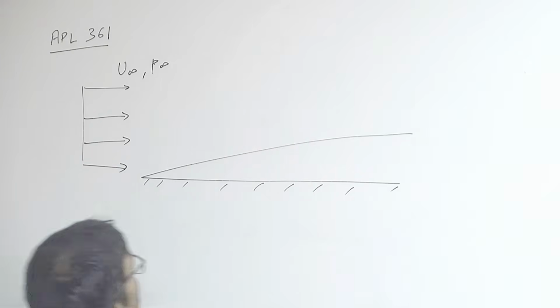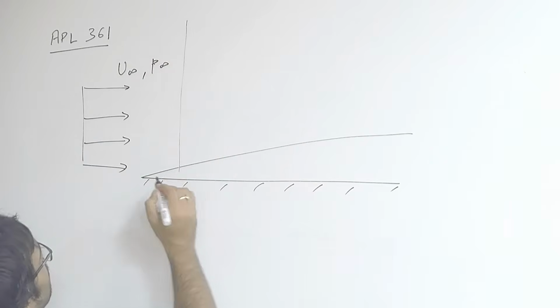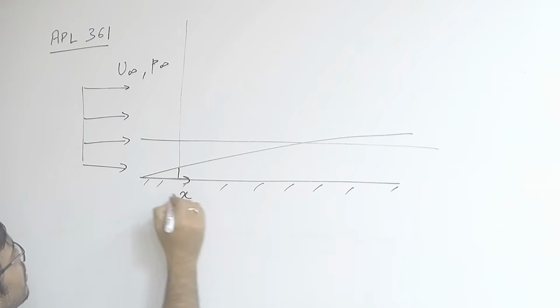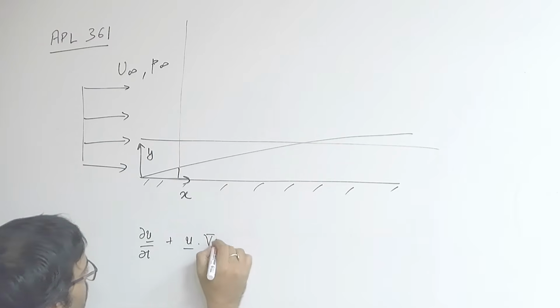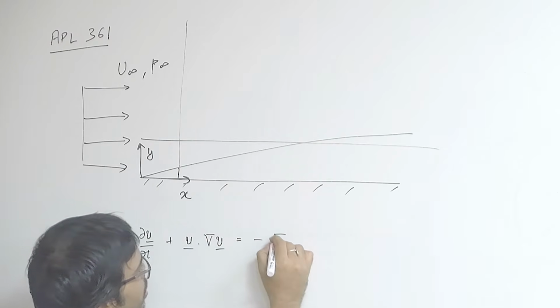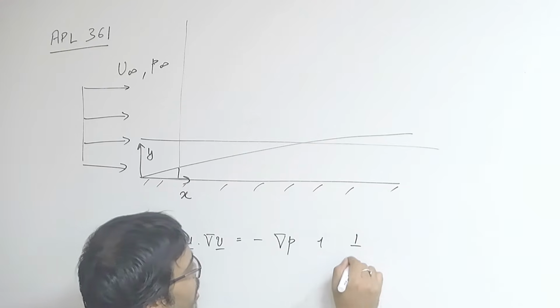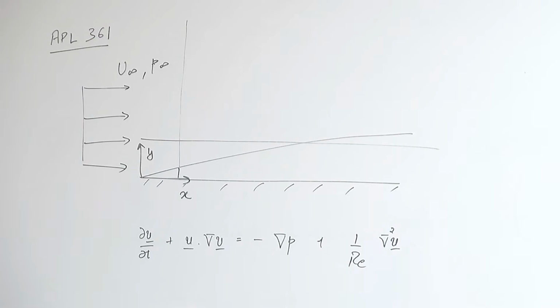So, we were discussing our boundary layer theory, and towards the end of our lecture, we had said that when you have your dimensionless Navier-Stokes equations, plus 1 by Re del square u. So, these dimensionless Navier-Stokes equations were derived.